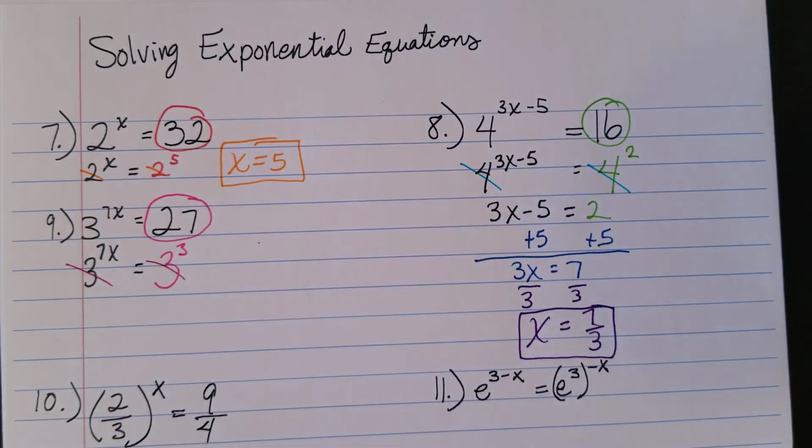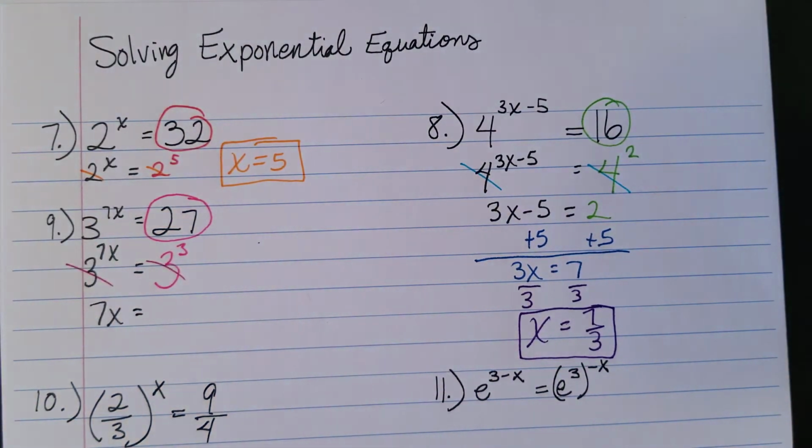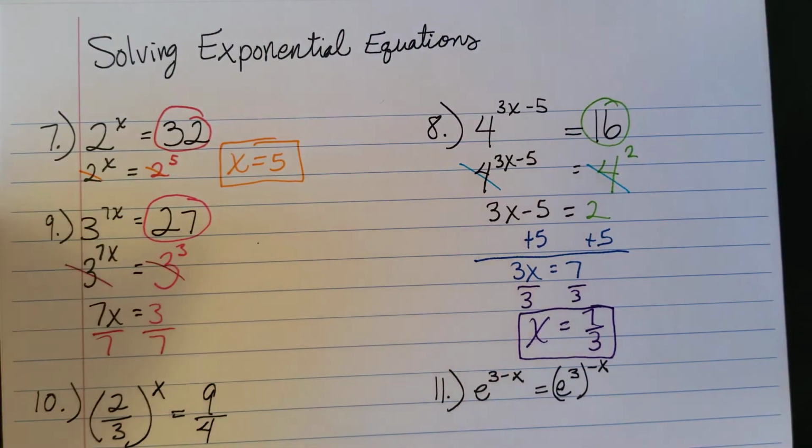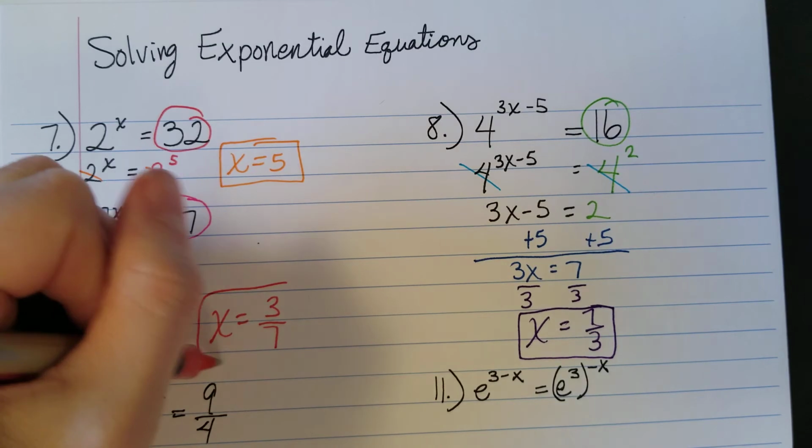All right, and then I can see that 7x is equal to 3. And then in order to solve for x, just divide both sides by 7. And that gives me x is equal to 3/7.